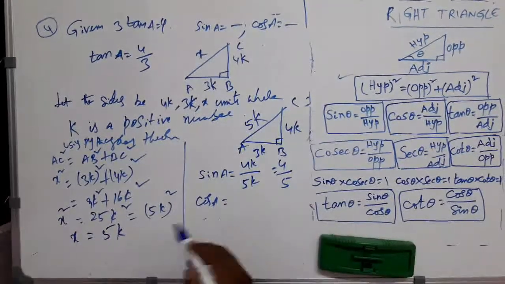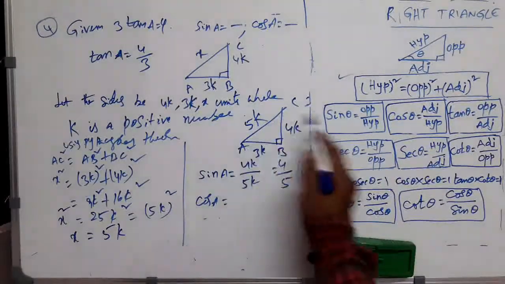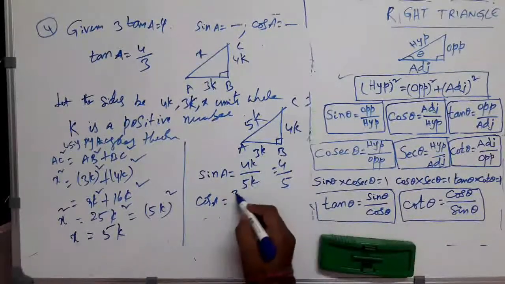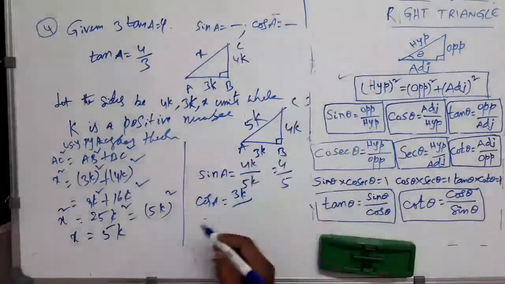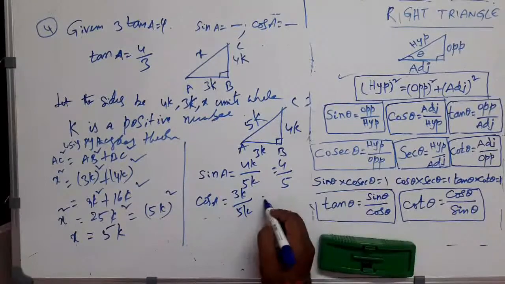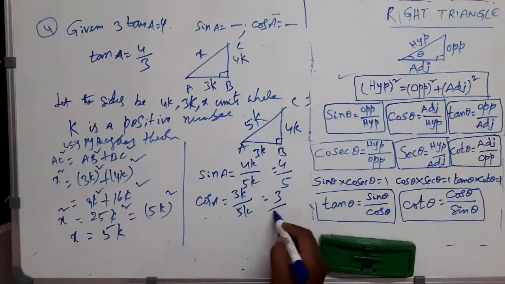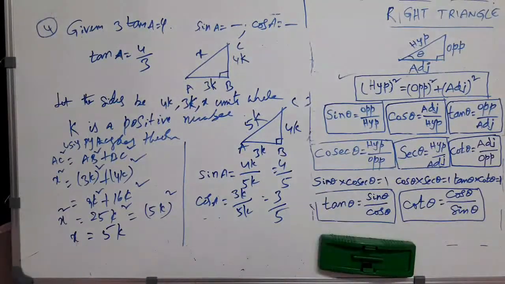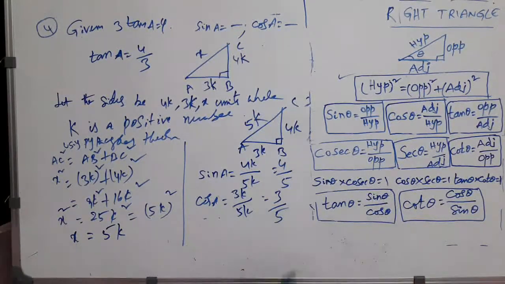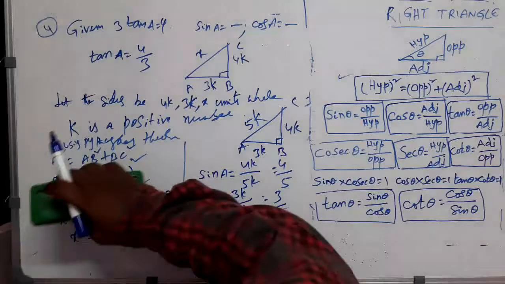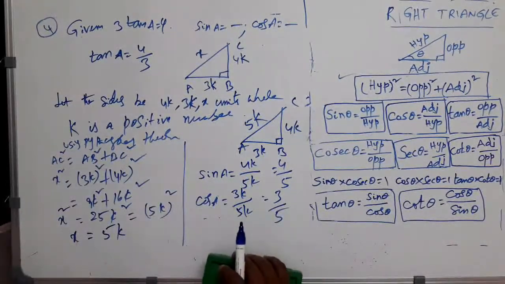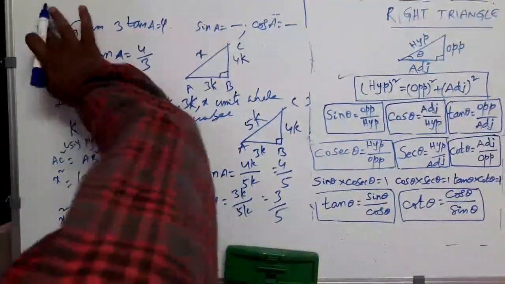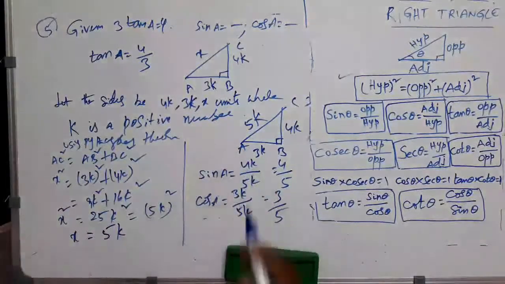In the same way, what is cos A? Cos A is adjacent side by hypotenuse. Adjacent side is 3k divided by hypotenuse 5k. The k gets cancelled. 3 by 5 is the answer, right? So this is question number 5, sorry, question number 5 is this. What we have seen now.